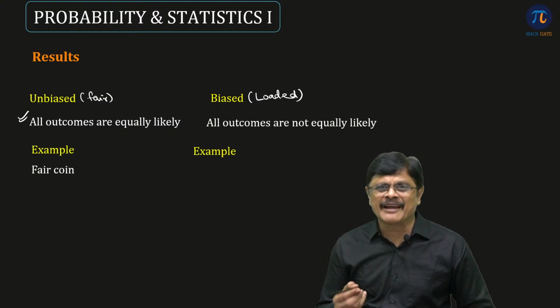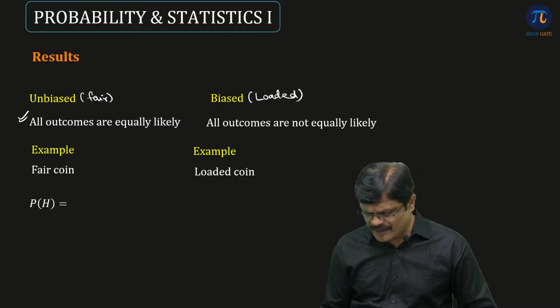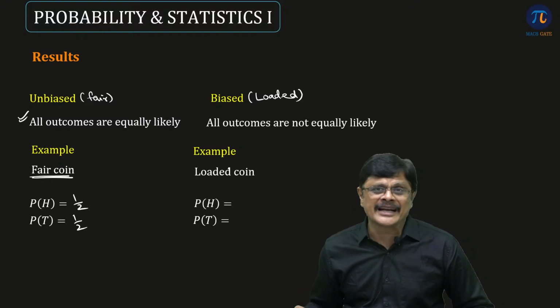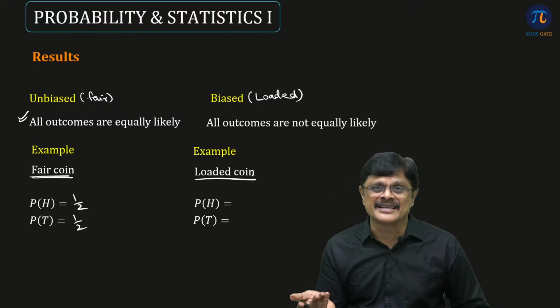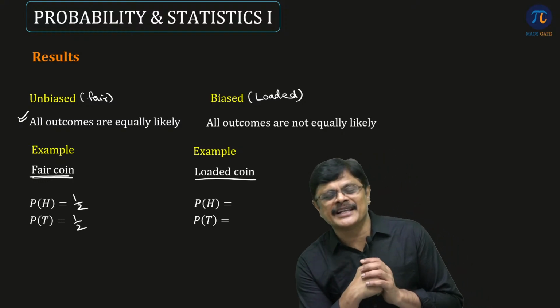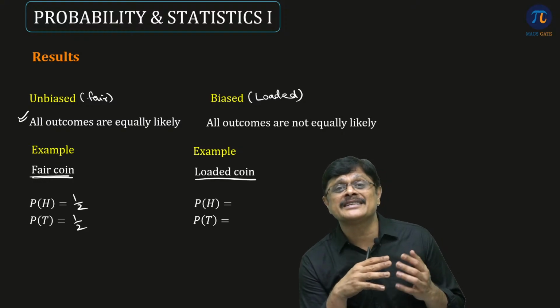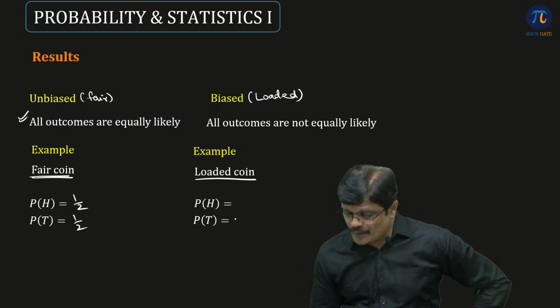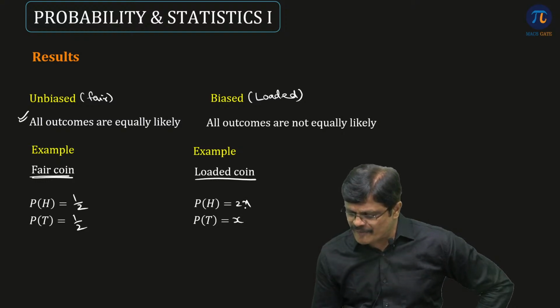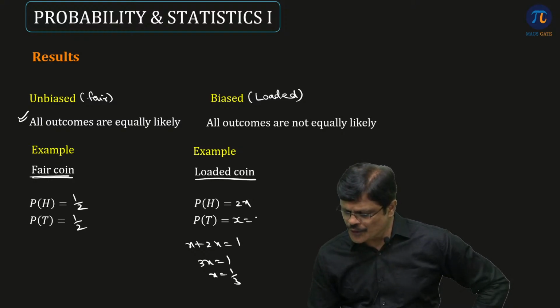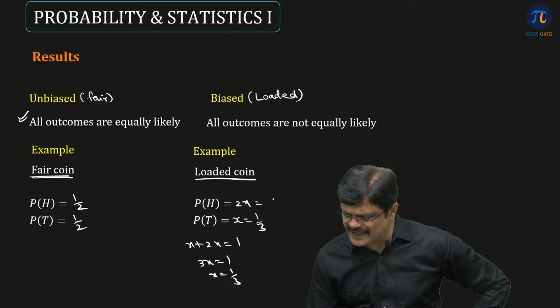For a fair coin, you don't have to mention anything. Obviously, probability of head is 1 by 2, probability of tail is 1 by 2. For a loaded coin, you cannot directly say; you need to mention what the biasedness is. Sometimes people may say the probability of head is twice that of tail. So tail is x and head is 2x, and the total probability is 1. That is 3x is 1, so x is 1 by 3. Here the probability of tail is 1 by 3 and head is 2 by 3.